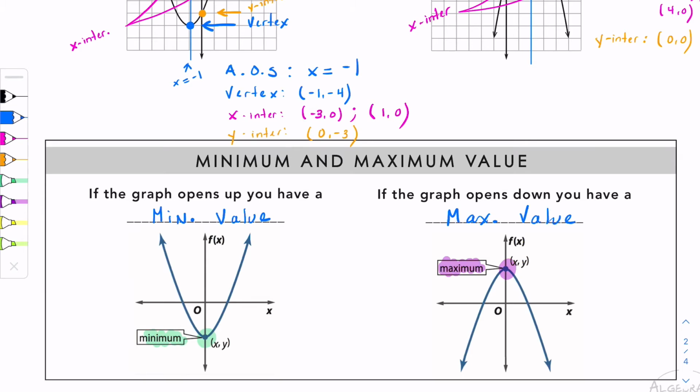And just think about that logically. Right here, it goes to an absolute low and comes back up. That graph is opening up, but it has a low point. This graph reaches an absolute high, but it's opening down. That means you have a maximum. In either case, the y-coordinate of the vertex is the min or max value.